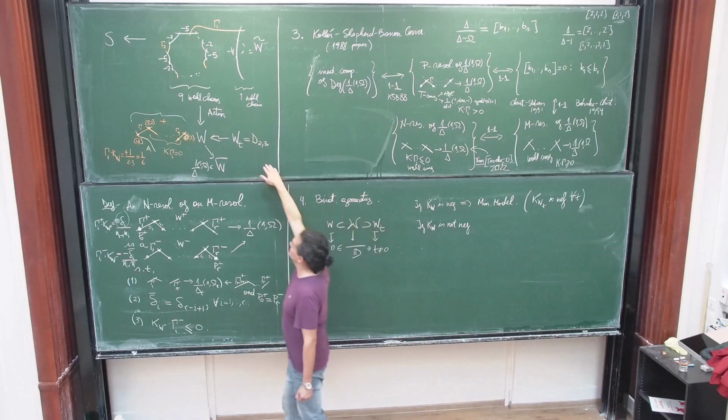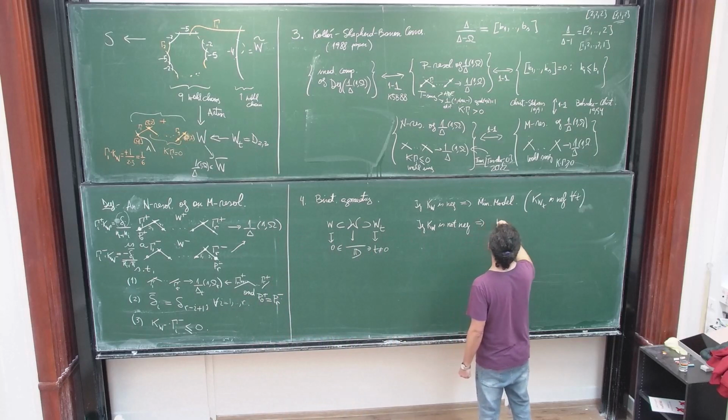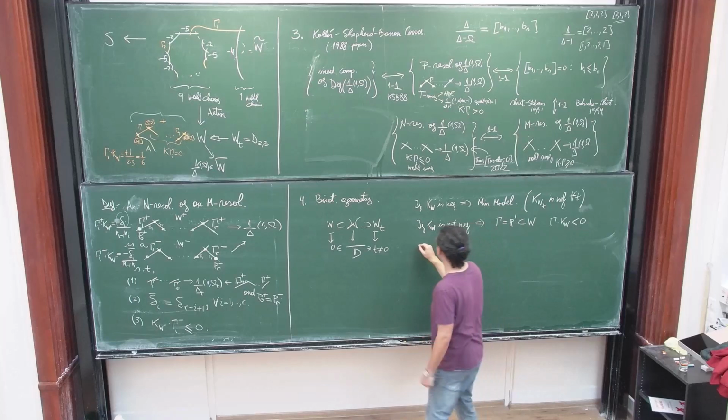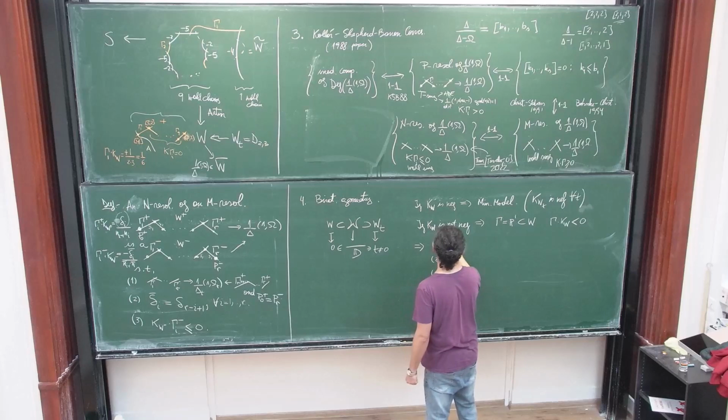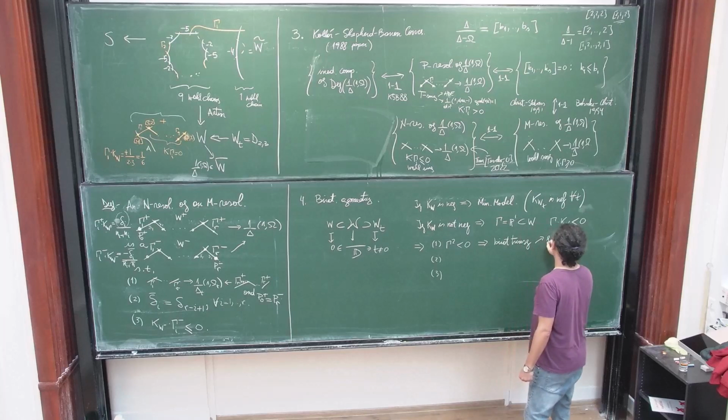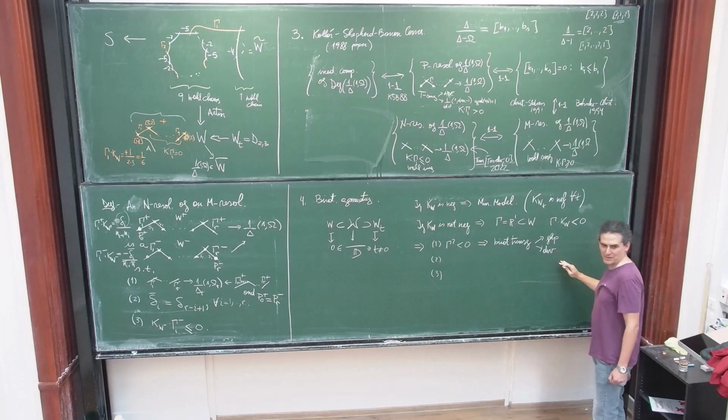If it's not nef, then there is a gamma, which is a curve inside of W, so that gamma dot KW is negative. And then you have three situations: one, two, three. If gamma square is also negative, then we have a birational transformation. This could be a flip or a divisorial contraction, and I will explain that in a moment. This is the important part.